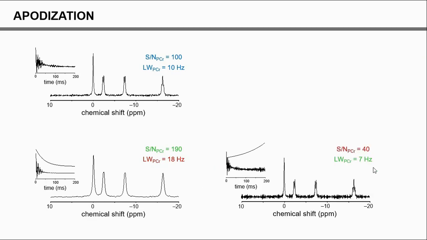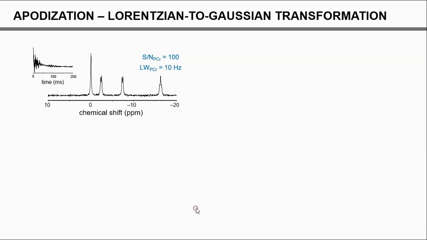We can also do the opposite, where we multiply it with an upgoing exponential. The noise at the end is now emphasized, leading to a lower signal to noise, but the apparent T2 star relaxation has increased, leading to narrower lines. This operation here is typically referred to as line broadening, and of course it is not the line broadening that you're interested in, right? It is the associated improvement in signal to noise that is the goal.